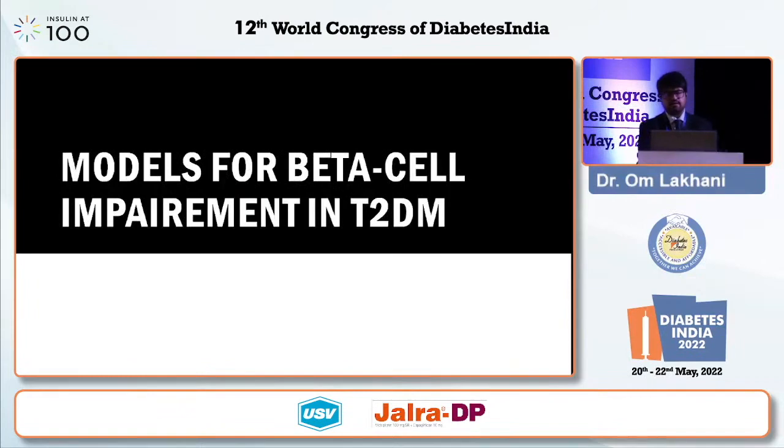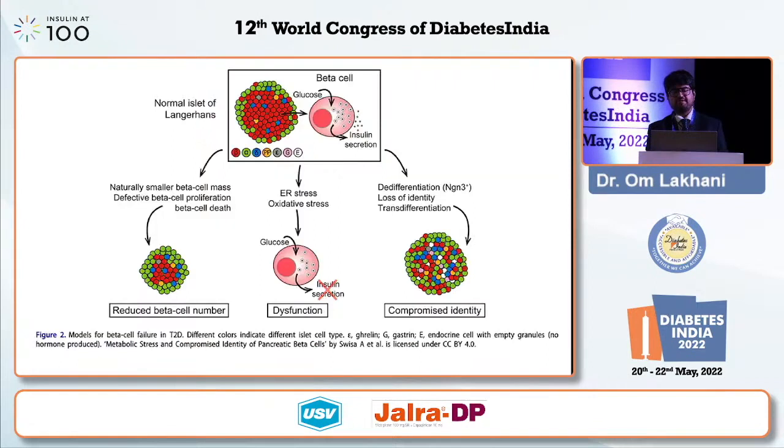So why does beta cell impairment occur in type 2 diabetes? That's the key point of the talk today. What is the mechanism? What leads to beta cell dysfunction? There are three key things, taken from a very interesting article, which are the models for beta cell impairment or beta cell dysfunction in patients with diabetes. So there are three major reasons.